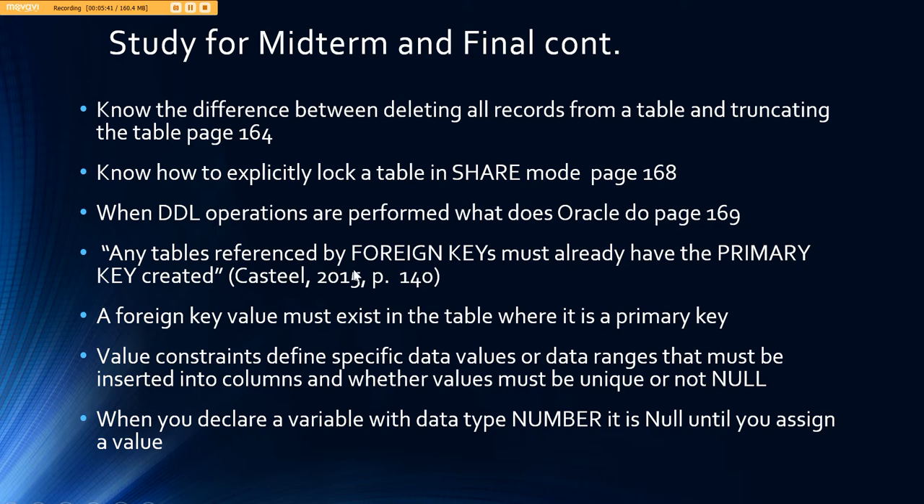Any table referenced by foreign keys must already have the primary key created. A foreign key value must exist in the table where it is a primary key. Value constraints define specific data values or data ranges that must be inserted into columns and whether values must be unique or not null. When you declare a variable with a data type number, it is null until you assign a value. Those are some I couldn't find in the book.